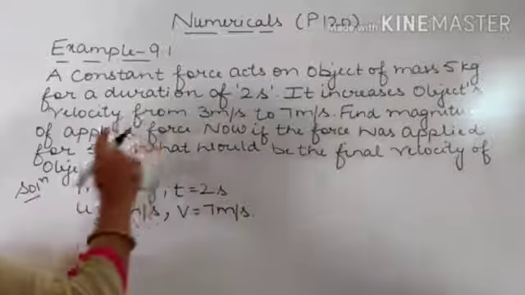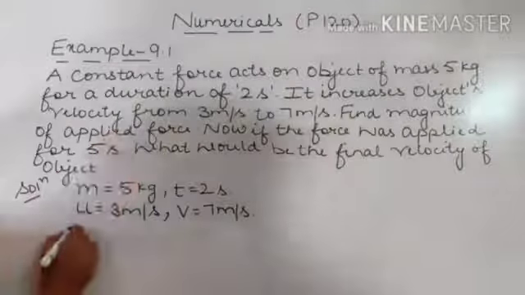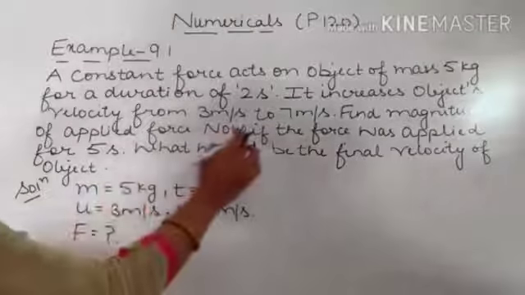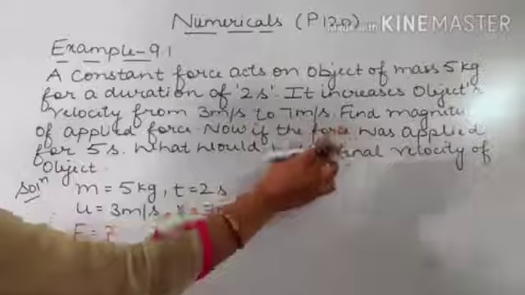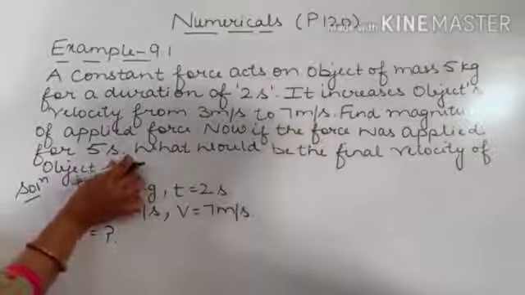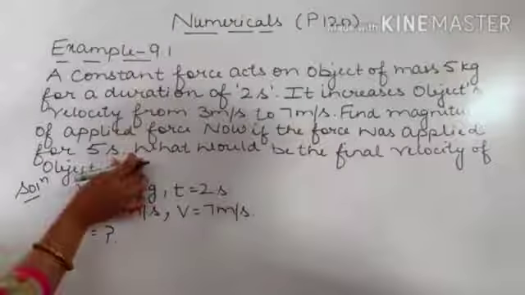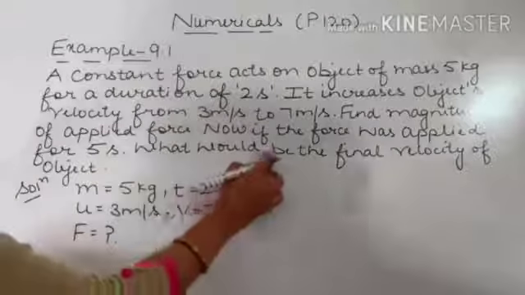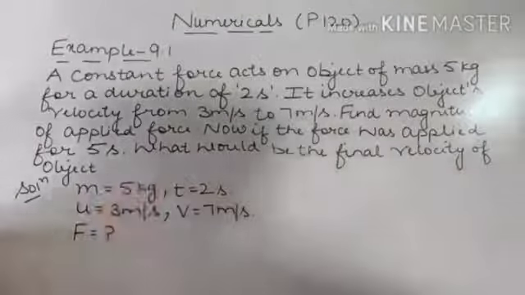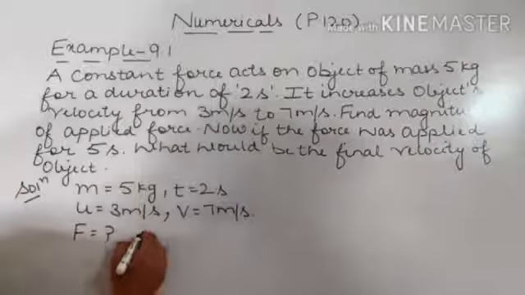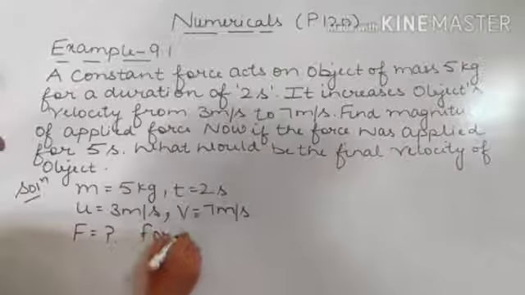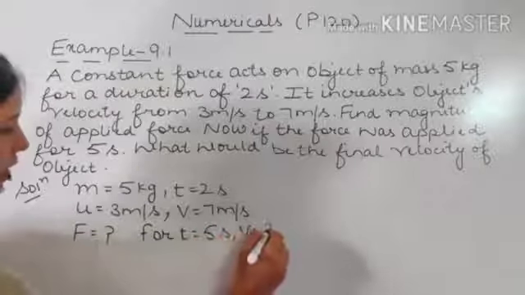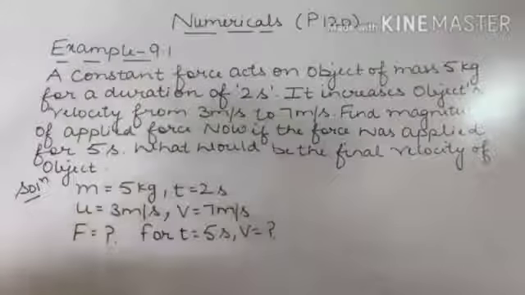Find the magnitude of the applied force. Force we have to find, and if the same force was applied for 5 seconds, what would be the final velocity of the object? That means for 5 seconds we have to find the final velocity of the object.